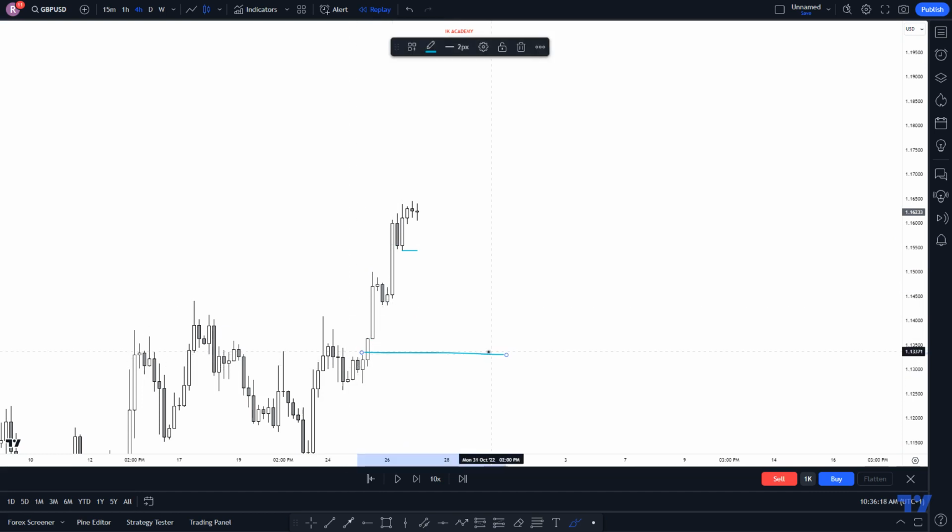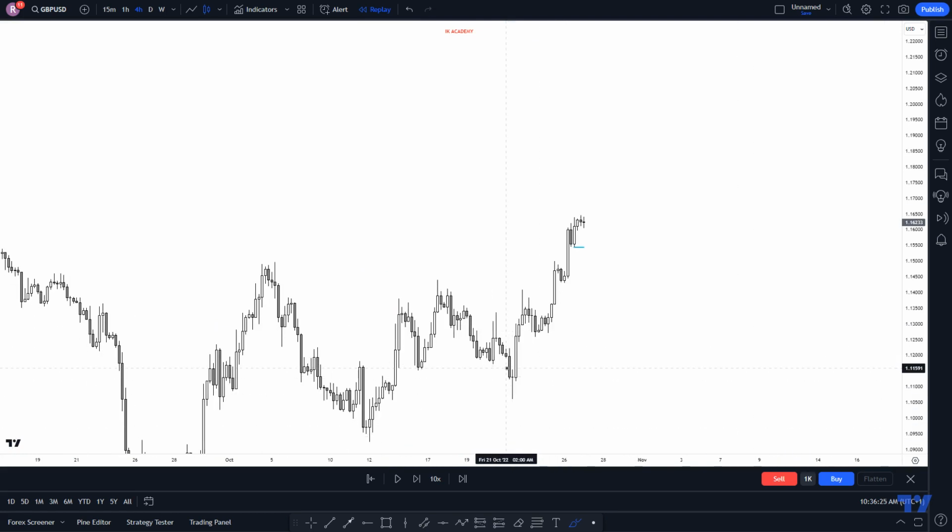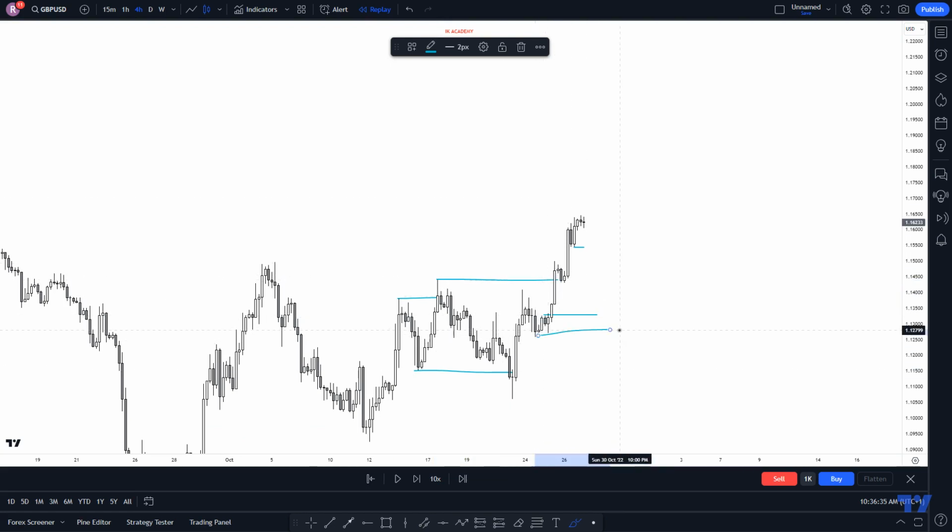Our first pullback is around this level here. So that's our first POI, and there is our extreme. You can clearly see that this is our extreme POI. Why is this our extreme POI? You can clearly see price took out this inducement here before breaking the structure here. So this is going to be our first POI, and this is going to be our extreme. So basically, this is what we have.